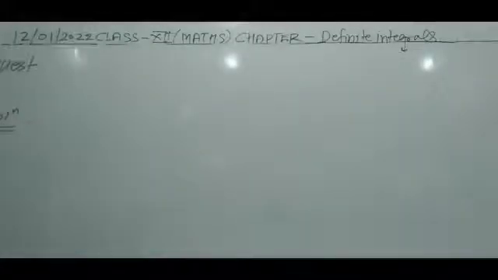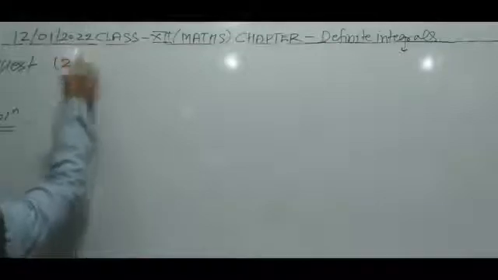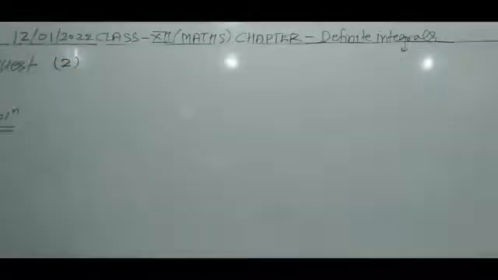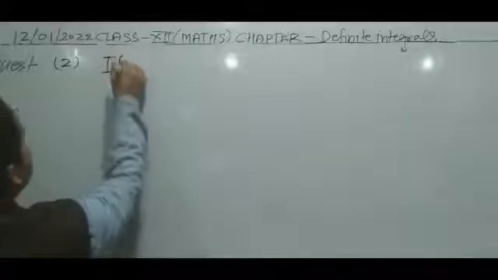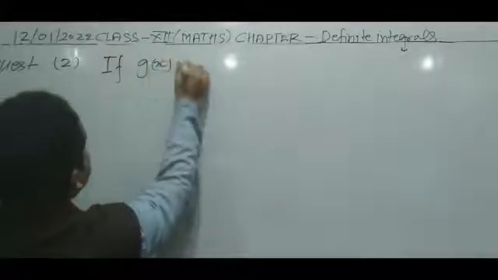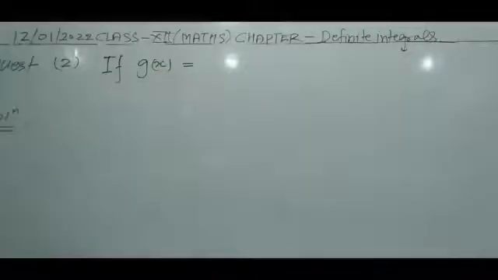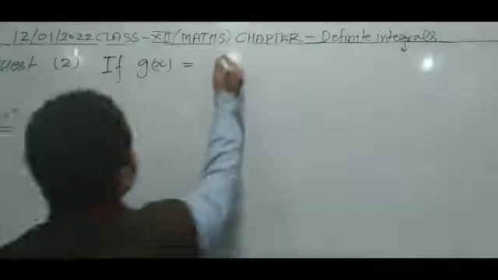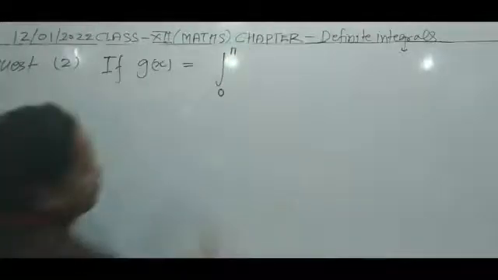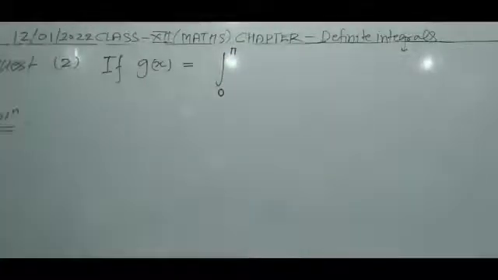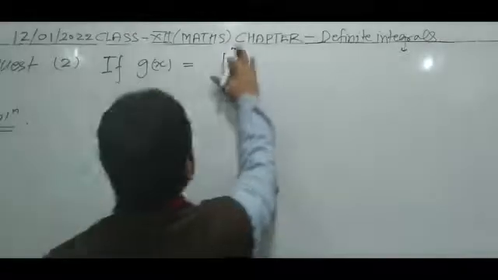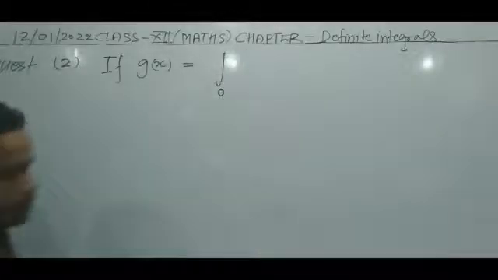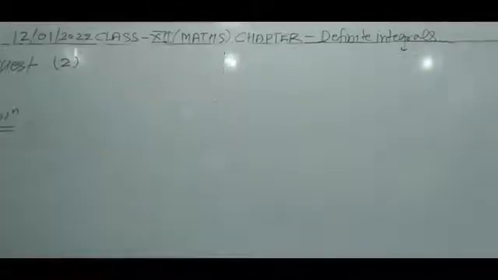Now question number 2: if g(x) is equal to the integration from 0 to x of cos to the power 4 t dt. Now there is some mistake.